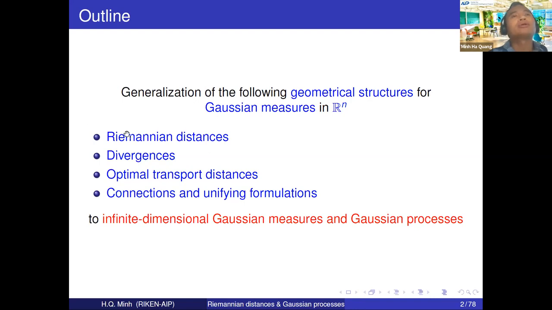So this is more like a chronological talk. This is the work I did a couple of years ago, and this is more like basic work.